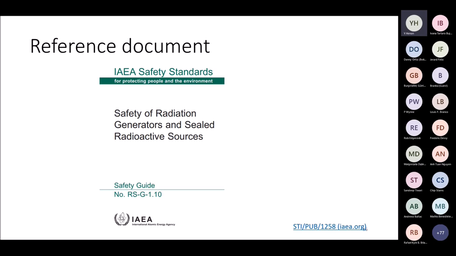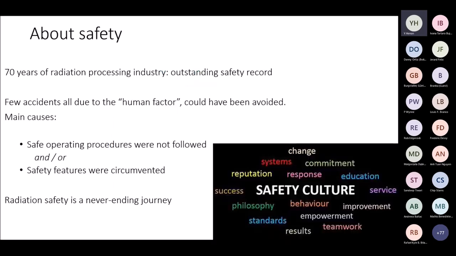Now, about the safety of radiation, I would recommend this document published by the IAEA, where you can learn everything about the safety of irradiation facilities, in particular the design principles that make them safe. Commercial irradiation has been in existence for 70 years now. Yes, there were a few accidents, but really very, very few. And so this industry has an excellent record.